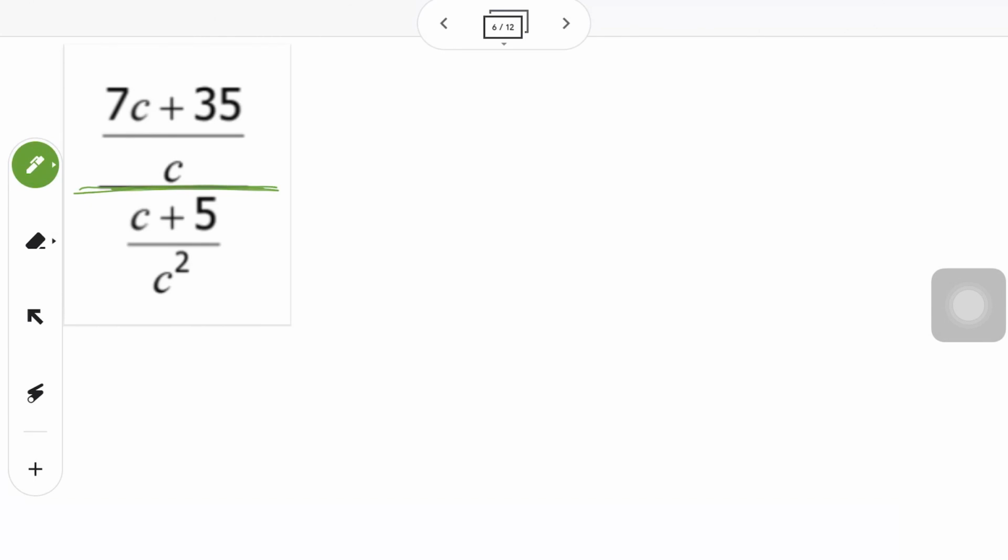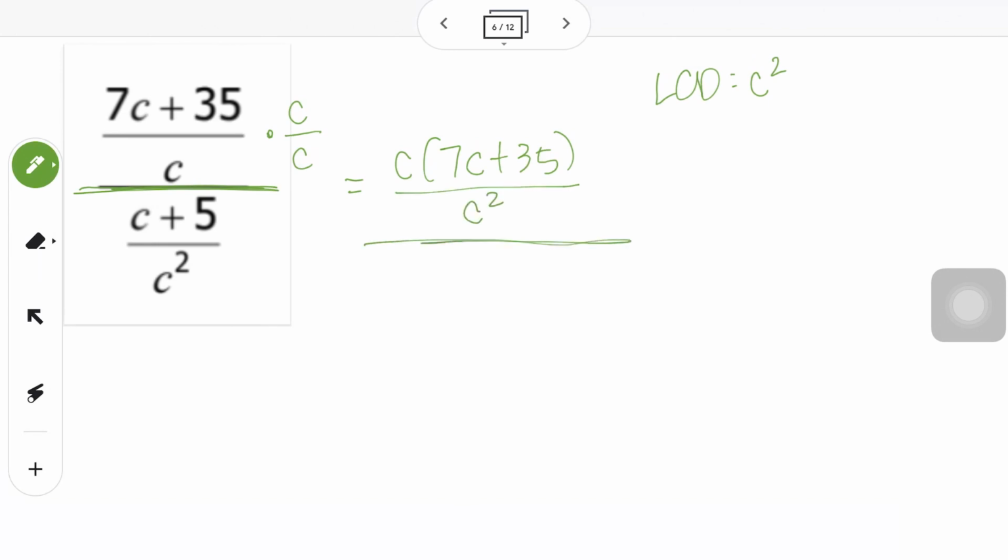Okay, these two denominators, the c and the c squared, I cannot factor. So I'm just going to go straight to finding my LCD. My LCD in this case is c squared, because I can make this c be a c squared by multiplying it on top and bottom by a c. So I'm going to do that. It's going to be c times 7c plus 35 over c squared, all over c plus 5 over c squared.